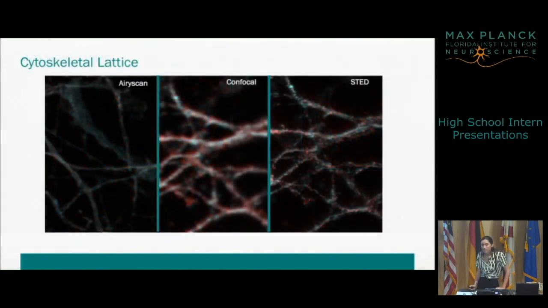Next is our cytoskeletal lattice. Here we are using two different dyes. We're using Alexa Fluor 594 and a Star Red dye. These are your far red to red channels. We wanted to understand how this cytoskeleton was building itself, and we wanted to be able to detect the individual components. Here, as we see with this confocal and the Airyscan, they do blur out, but here with the STED, we can begin to see the individual markers pop out.